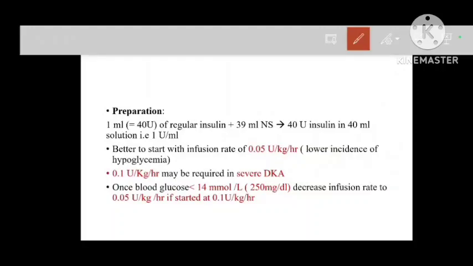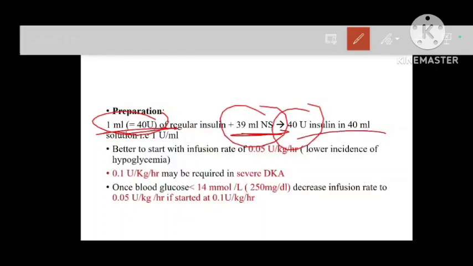Now, preparation. 1 ml of insulin contains 40 units of insulin. We will mix it with 39 ml of NS. So 40 units of insulin in 40 ml solution, so 1 unit per ml. It is better to start with infusion at 0.05 unit per kg per hour, and 0.1 unit per kg per hour may be required in case of severe DKA.